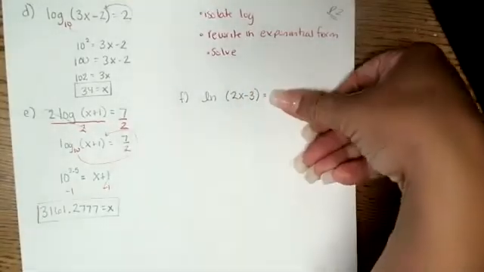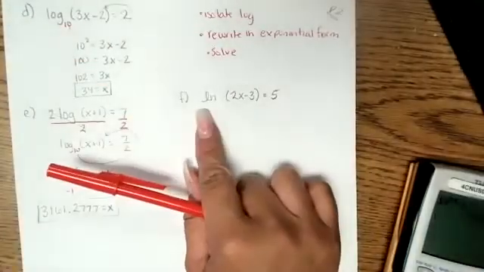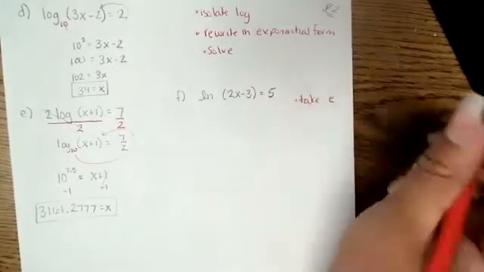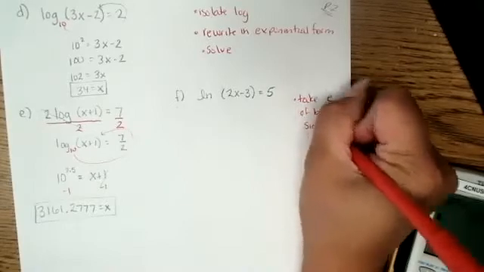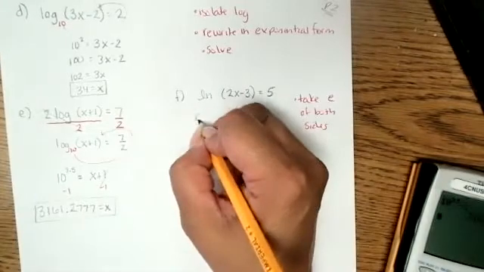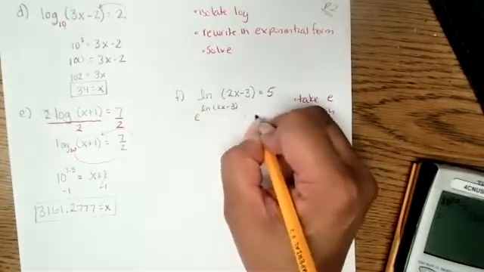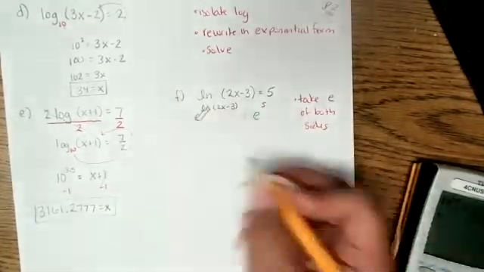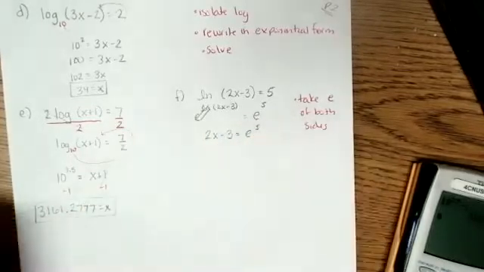On this one, the natural log is isolated. Now, the opposite of natural log is e. So I'm going to take e of both sides. So basically, it's going to be e raised to the natural log of 2x minus 3, and that is going to equal e to the 5th power. E and natural log cancel, and I'm left with 2x minus 3 equals e to the 5th power.